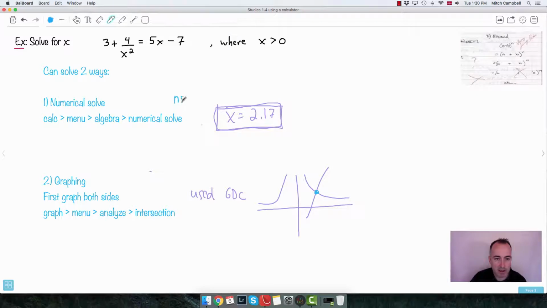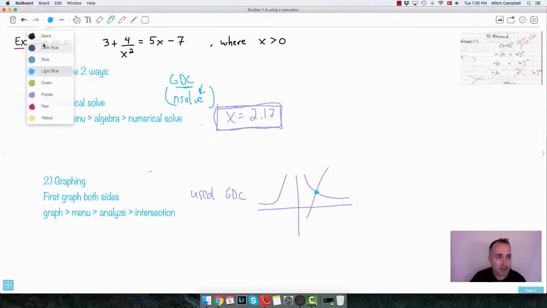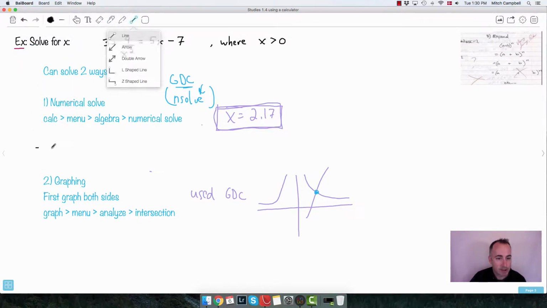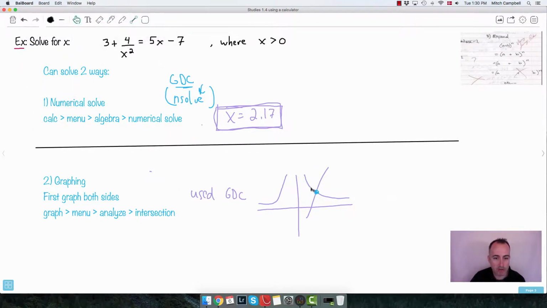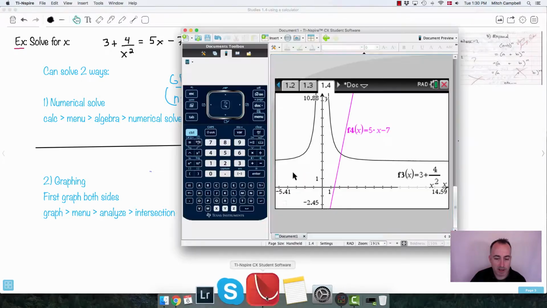Here, by the way, you can say use NSolve. You know, if you say GDC, and you say NSolve, this is enough to tell the examiner that you knew what you were doing. Okay, so this is another way of solving, right? So let's just say there's two ways of solving it, right? There was this one. Let's find the intersection.